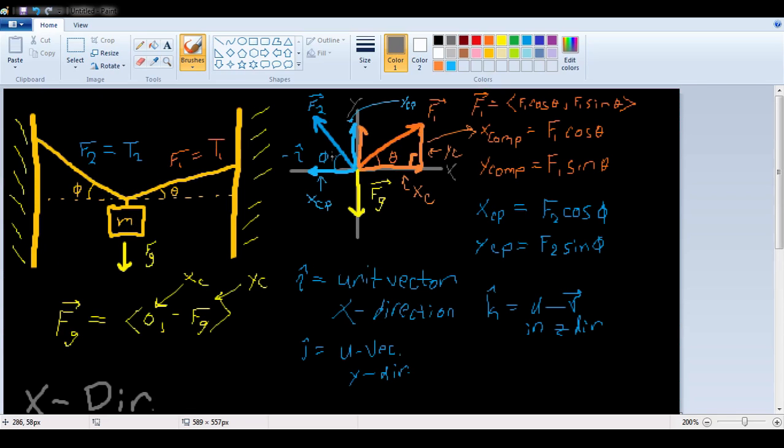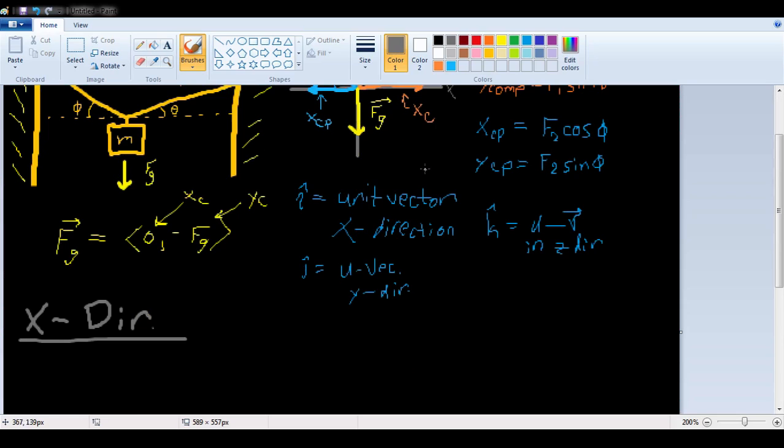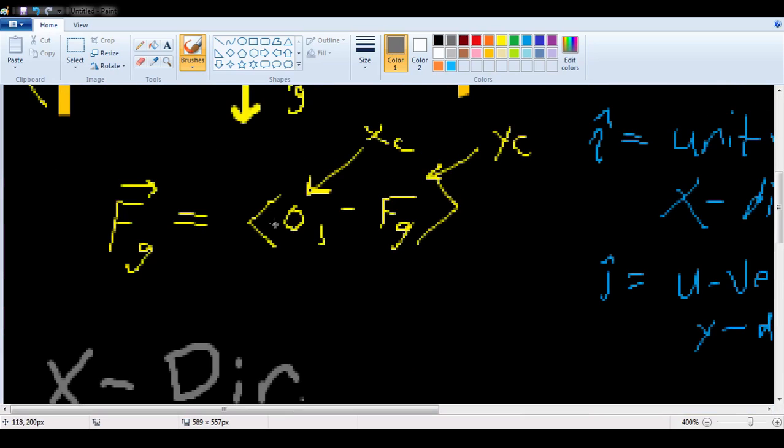So we're going to look at the total equation in the x direction. Yell at me for going too slow here.